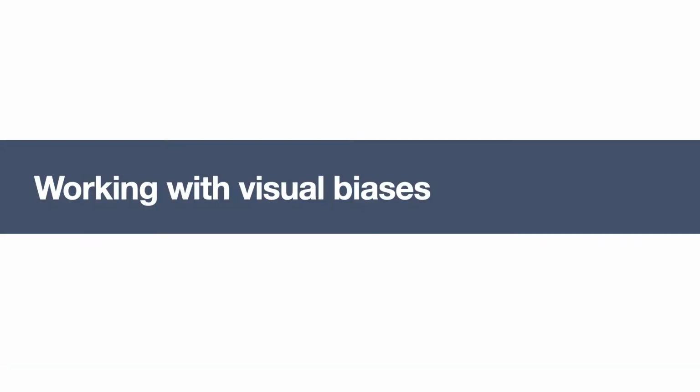Now what we want to do is we want to say, hey, can we work with these visual biases? Now that we know what biases we have in terms of how our visual system extracts information, how do we work with them in order to make efficient data visualizations?